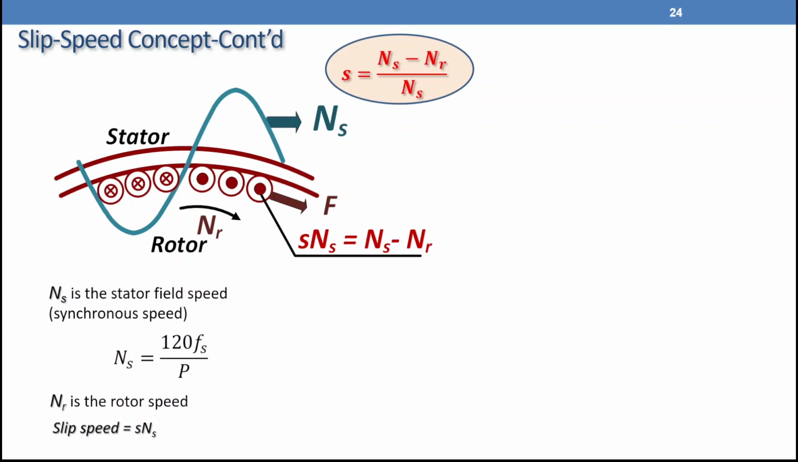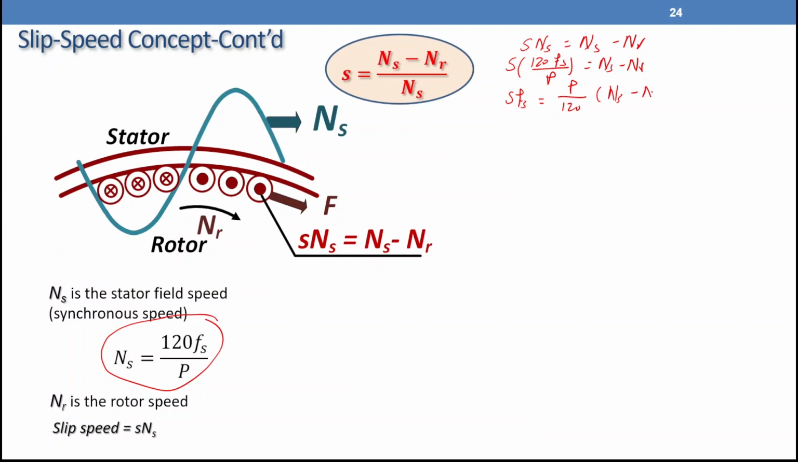So we are going to make a simple proof here. S Ns equals Ns minus Nr. We substitute Ns equals 120 Fs over P. So S multiplied by 120 Fs over P equals Ns minus Nr. So S Fs equals P over 120 times (Ns minus Nr). That is a new frequency, and we are going to call it Fr.